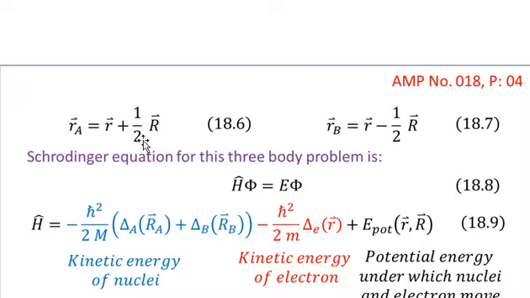One is the parameter small r, which is the position vector of the electron with respect to the center of mass, and capital R, which is actually the separation between the two protons or between the two nuclei. So I have represented the position vector of the electron with respect to nucleus A, and with respect to nucleus B, in terms of the geometry parameters, and the geometry parameters are small r and capital R.